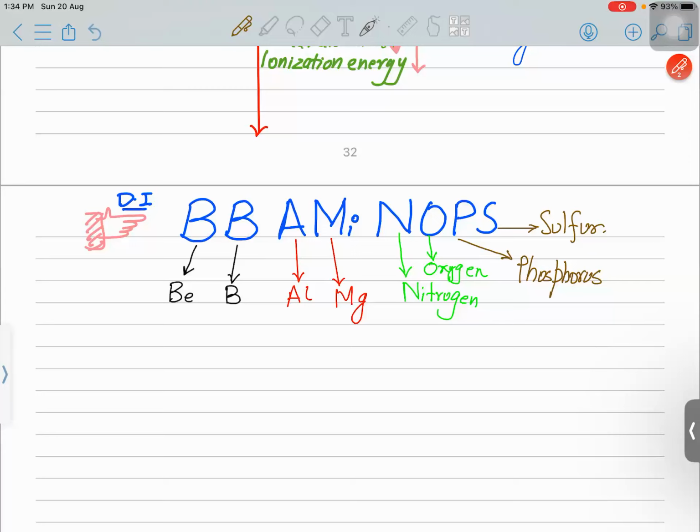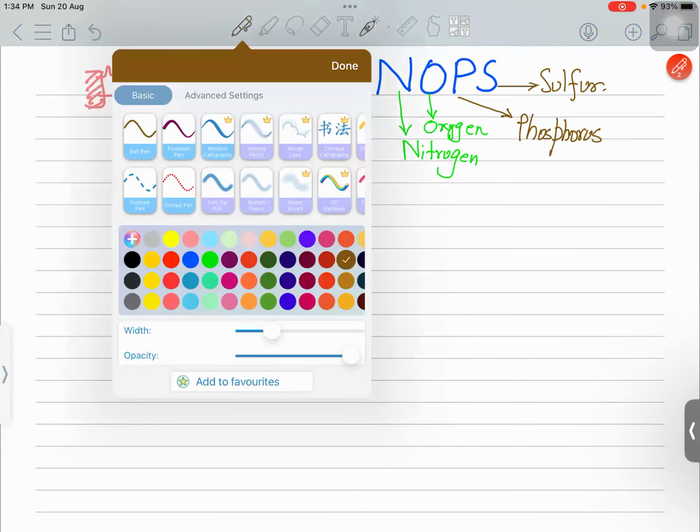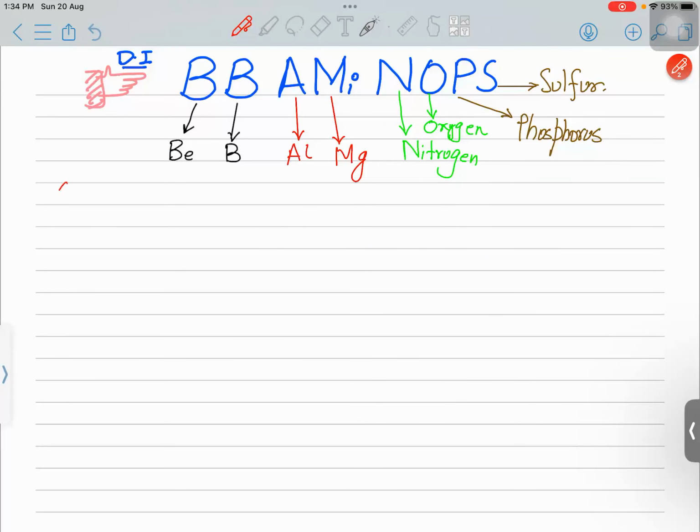Are you getting my point? You can easily memorize BB Ammi NOPS. So these are all exceptions. Sir, I have a question. When you compare potassium and lithium, potassium had less ionization energy due to more shielding, but it also had more protons. Doesn't more protons mean more ionization energy?